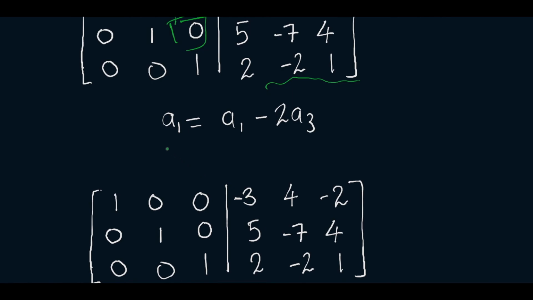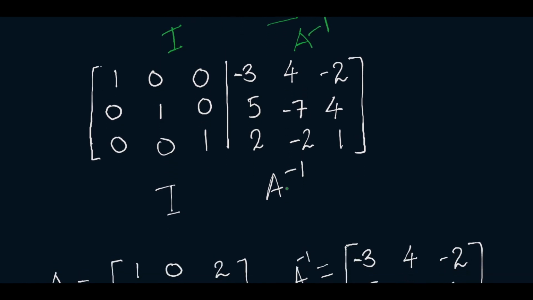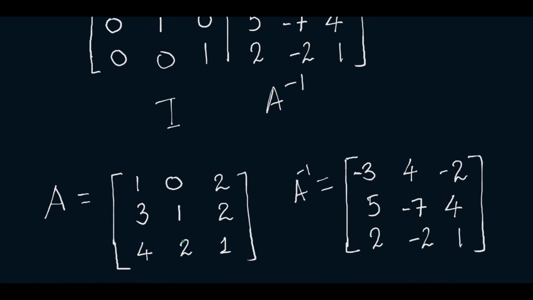Now the last row operation is removing the above 2. So we do the operation A1 equals to A1 minus 2A3. So what we will be getting here is I. We have got identity matrix here, and so this will be our A inverse. So this was our A and this is our A inverse. So this was the lecture about the inverse matrix of a 3 by 3 matrix using the Gauss-Jordan method.